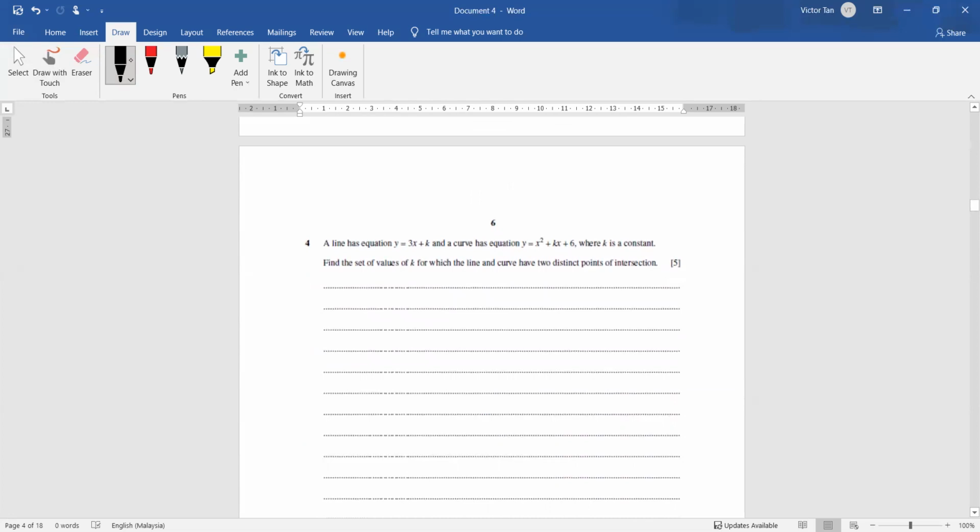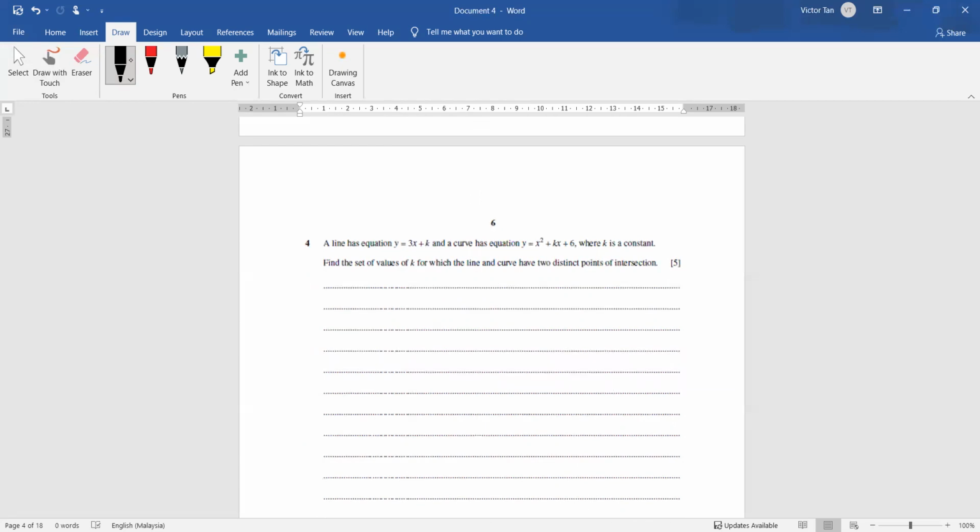A line has equation y equals 3x plus k and a curve has equation y equals x squared plus kx plus 6, where k is a constant. Find the set of values of k for which the line and the curve have 2 distinct points of intersection. So this is a problem of lines of intersection and your quadratics.